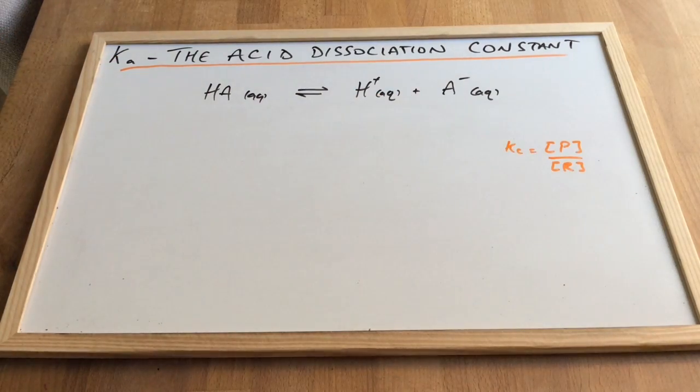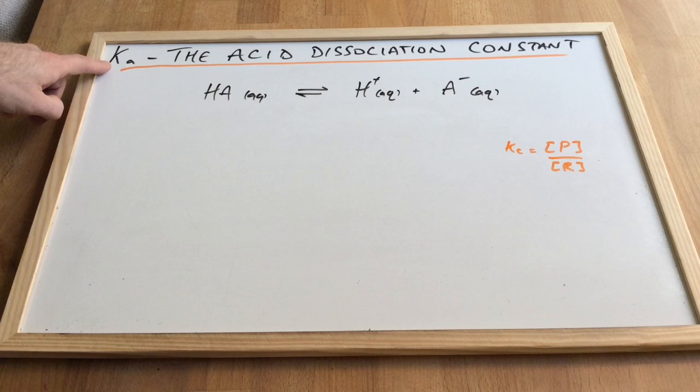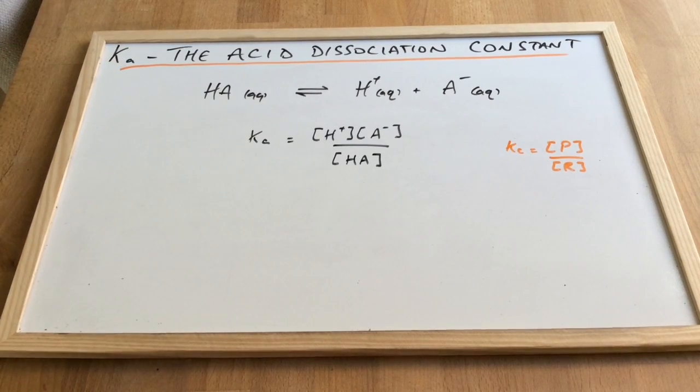You can see in orange I've written down Kc is the concentration of the products over the concentration of reactants. And if you remember, Kc, the equilibrium constant, gives us a measure of the extent to which the equilibrium is either on the right hand side, moving forwards, or on the left hand side, going backwards. So we can do the same for an acid. Instead of Kc we put Ka, and it looks like this.